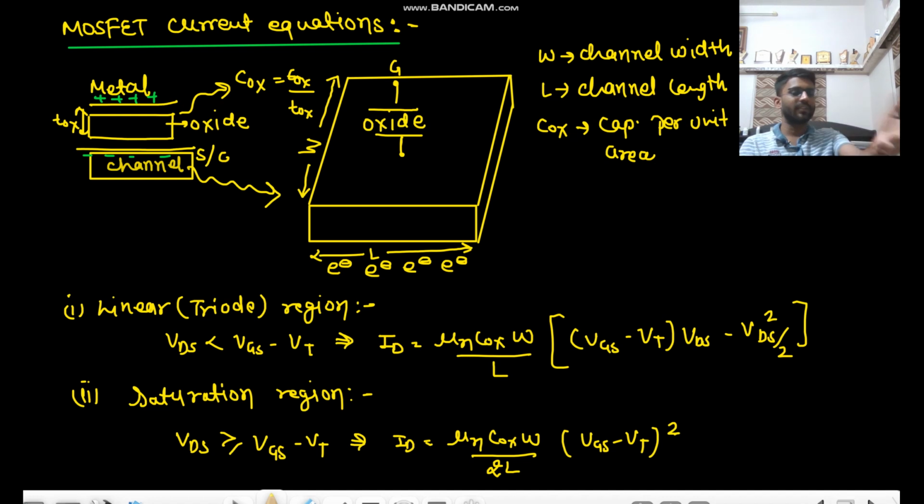You just need to remember the first one. The second one you will remember on its own. This is just a simple equation, nothing difficult. And what is mu n? Mu n is the mobility of electrons. Mobility of the charge carrier, electron, you might write.